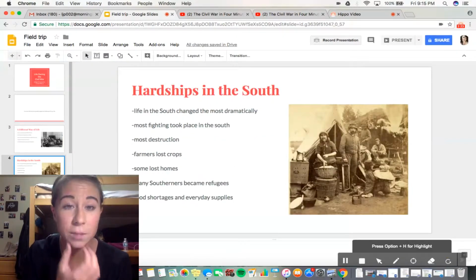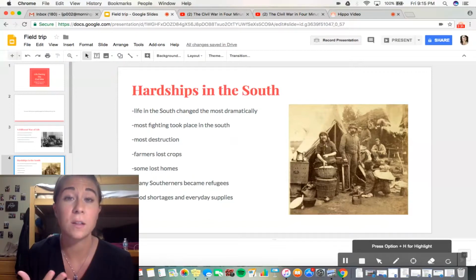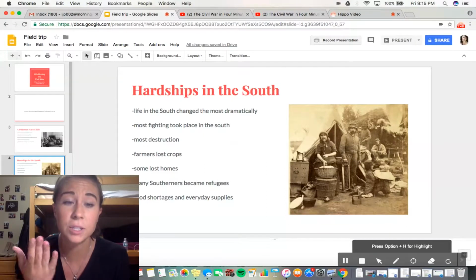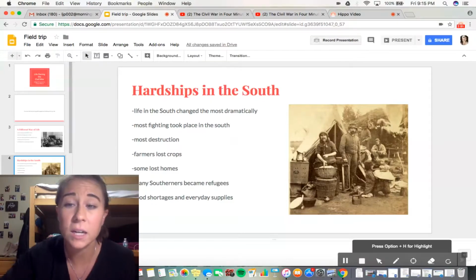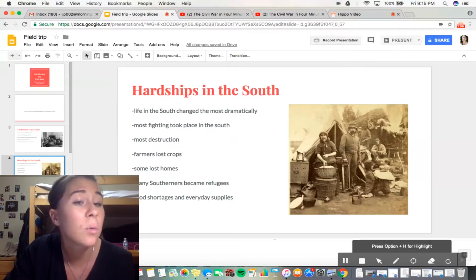There were many hardships in the South, especially for the families. Life in the South changed much more dramatically than life in the North did. Most of the destruction happened in the South. Many farmers lost their crops, and many people also lost their homes. Many Southerners also became refugees. As you can see in this picture, this family is living in a tent, and they have all of their belongings with them. The children are here, and this is because their home could have been destroyed.